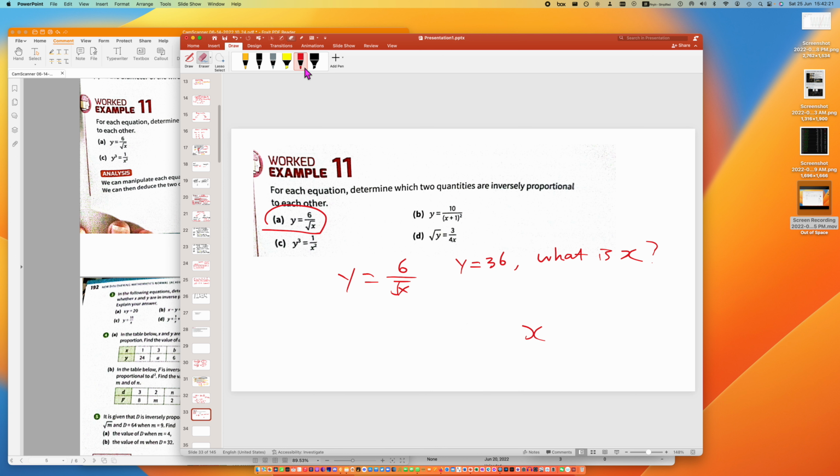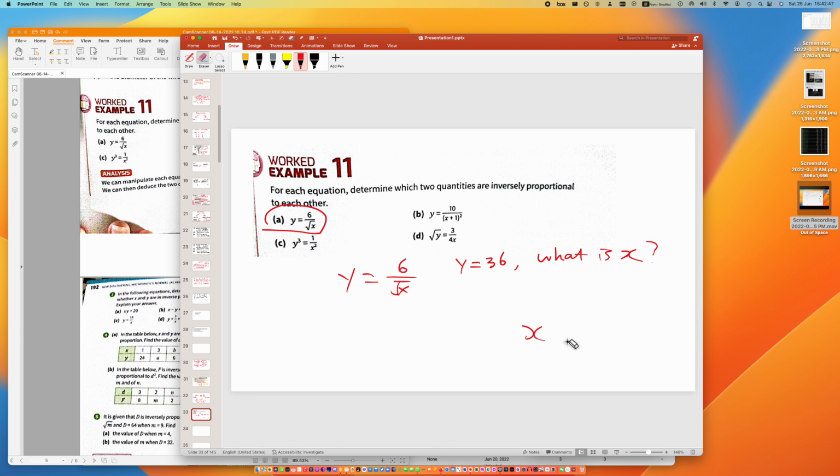So what if I give you this? x squared. How do you get rid of the square? Opposite of square. Square root. Yes. So you give it a square root. So the square root and the square cancel each other.